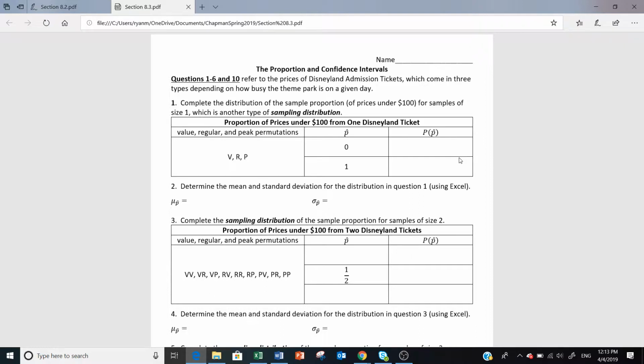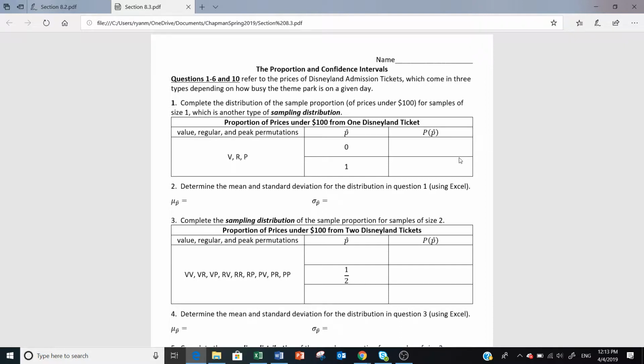Now we're going to look at something called the proportion, and we're looking at the proportion of prices under 100. Is value under 100? Yes. So this one's under 100. Are the second two prices under 100? No.